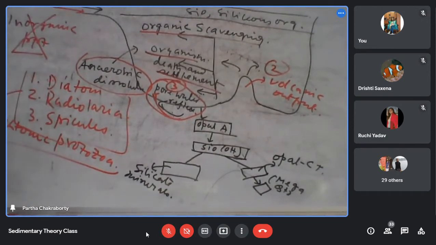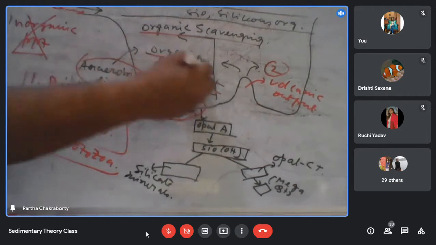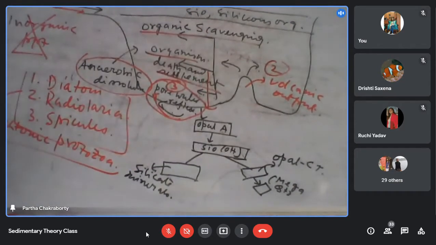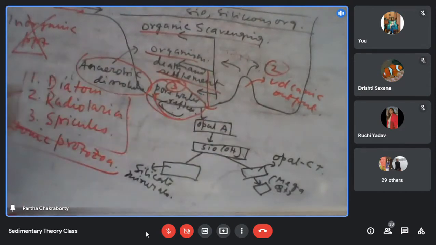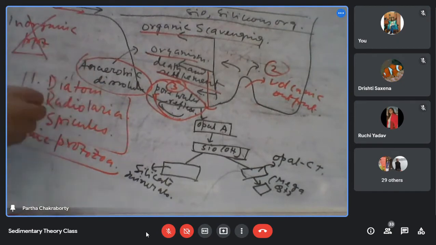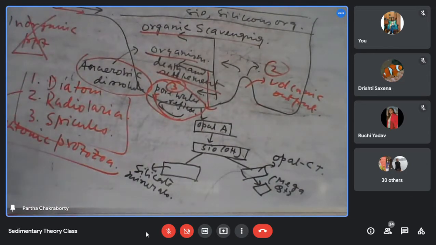Then these organisms, after their death, they sink. In shallow diagenesis, these organic tests go into dissolution and increase the concentration of silica in the pore water. From that pore water, the diagenetic pathway starts.